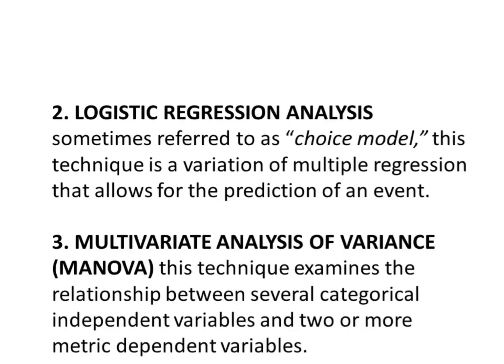Number two is the logistic regression analysis. In general, it is sometimes referred to as the choice model. This technique is a variation of multiple regression that allows for the prediction of an event. So, when we look at the definition, we have the choice model. There are only two choices, because what is right or what is wrong depends on the subject, on what he will choose.